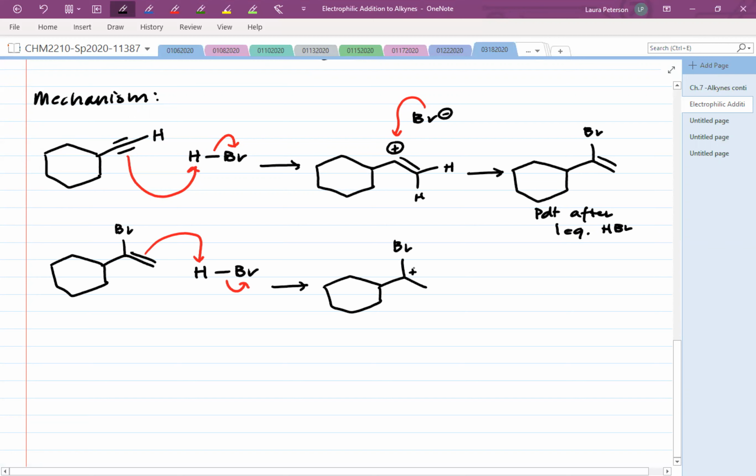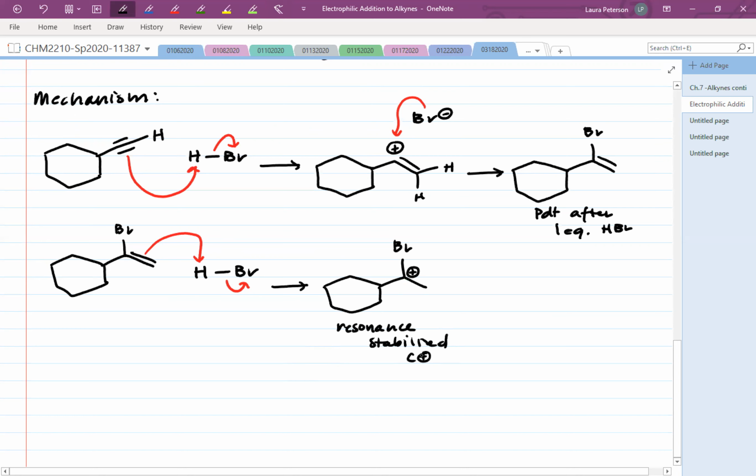I'm going to put this carbocation at the more substituted position. Notice the position of the carbocation at that more substituted carbon. But there is something else that's influencing the stability of that carbocation at that position. Can you think about what that might be? Remember that the halide has lone pair electrons. So this is actually a resonance stabilized carbocation.